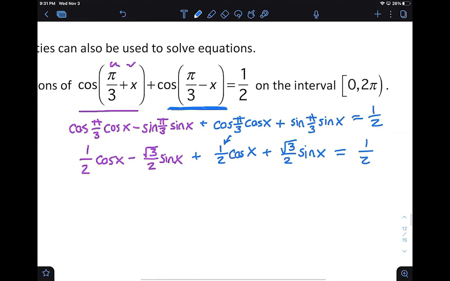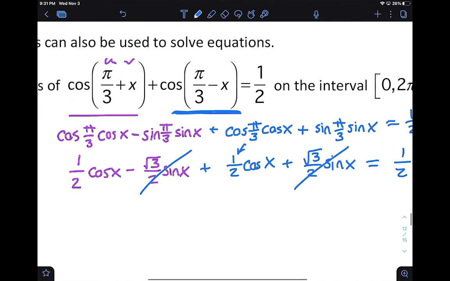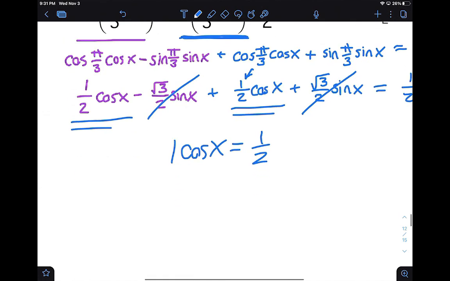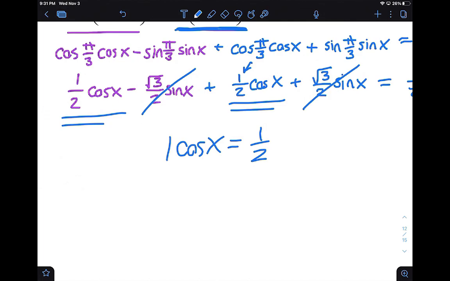Now, what's nice about this is the root 3 over 2 times sines. You've got one that's positive and one that's negative, so they'll cancel out. And then you've got 2 half cosines, so if you add a half plus a half, you'll get 1 full cosine x. Then now we just have to think about what angle gives you 1/2 when you use cosine.